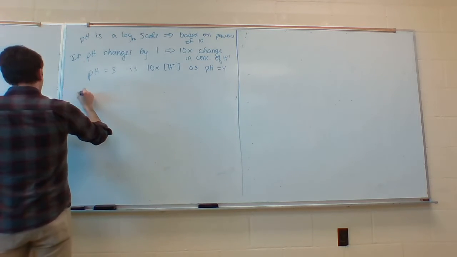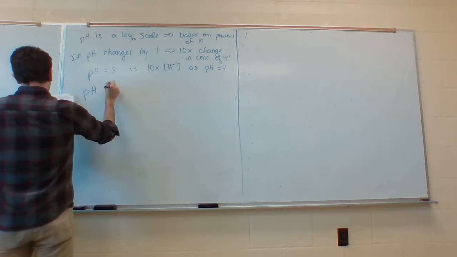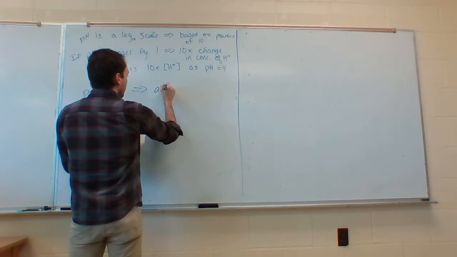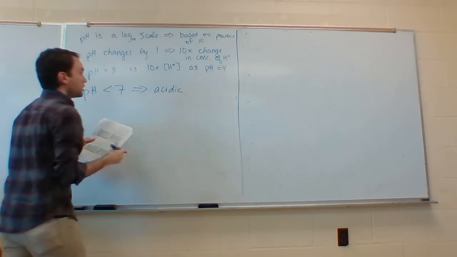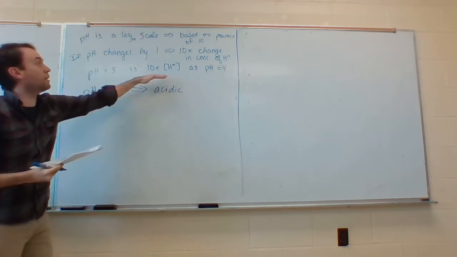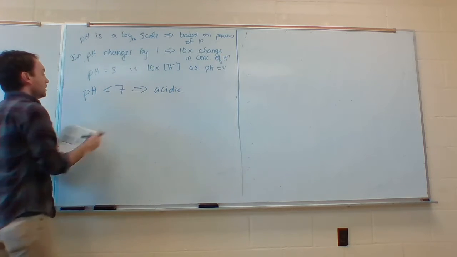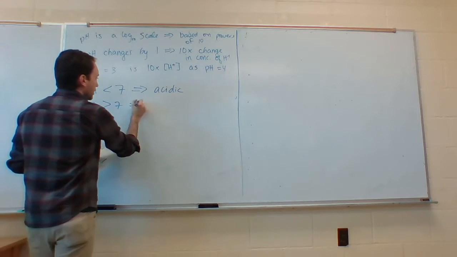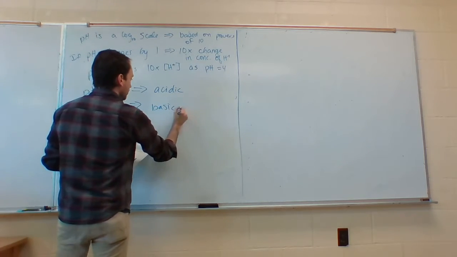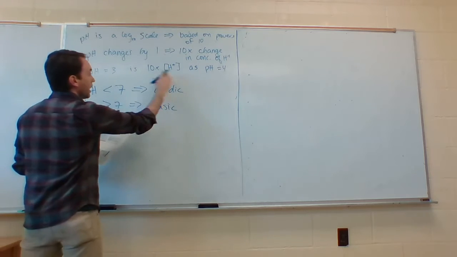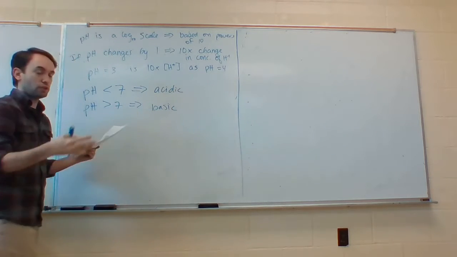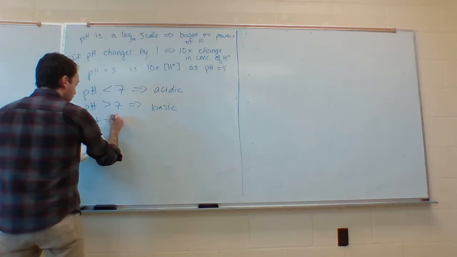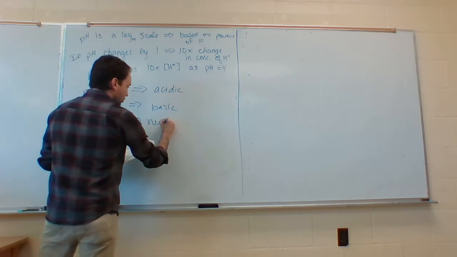A pH less than 7 is going to be acidic, because notice as we dropped our pH, we became more concentrated in H+. A pH greater than 7 is going to be basic, because as we went up in pH, our concentration went down. And a pH equal to 7 is neutral.